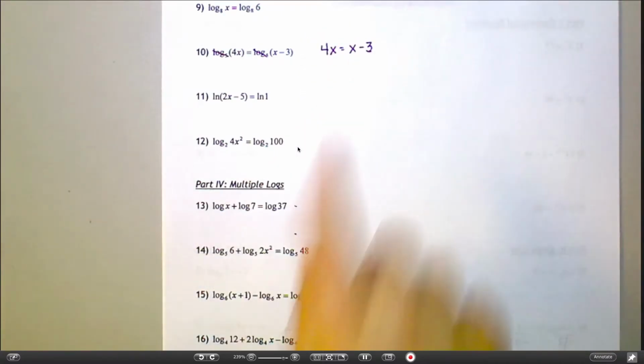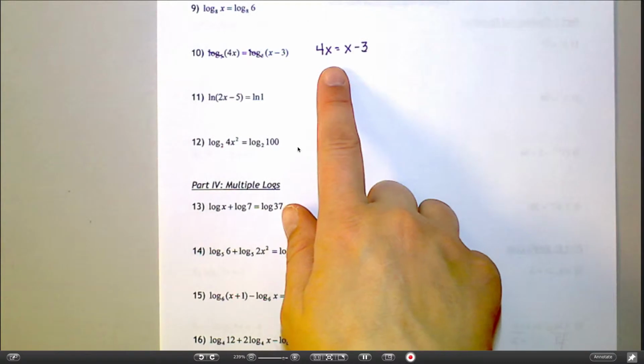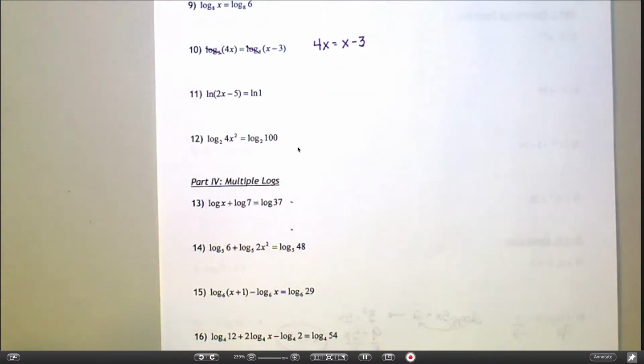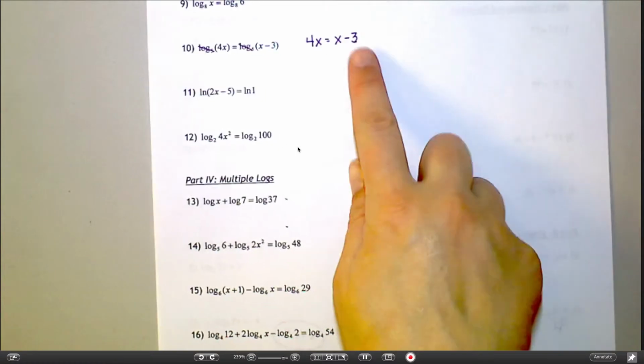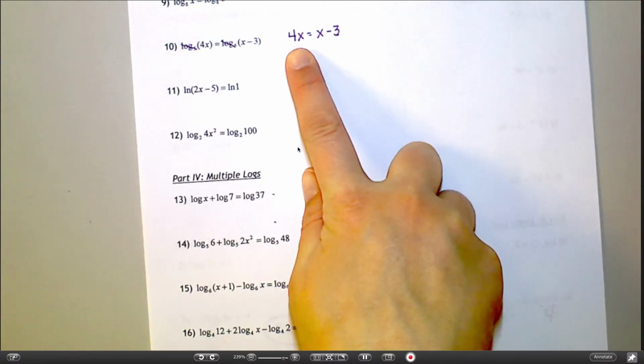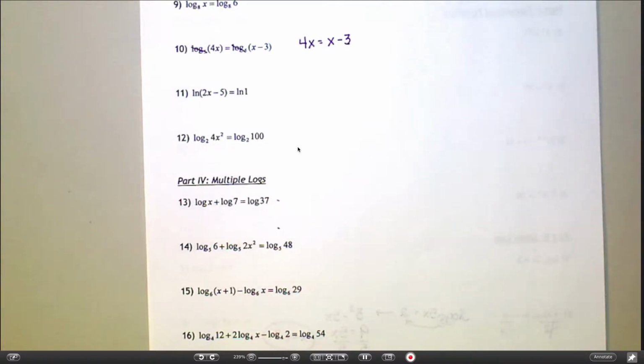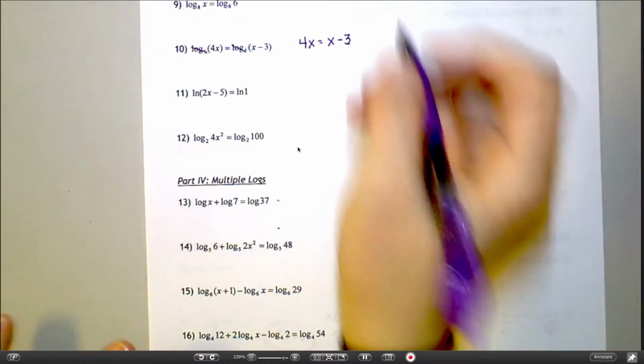Now, I got a lot of questions at this point yesterday. There were a lot of people who knew what to do with the logs, but then at this point they didn't know what to do. This is old stuff. What do I do first? What do you think? Okay, if I add a 3, the problem is, can I add a 3 to 4x? No. It could be 4x plus 3, yes. But would that get me any closer to getting x by itself? Probably not. Okay. What do you think, Garrett? Yeah, let's subtract x.